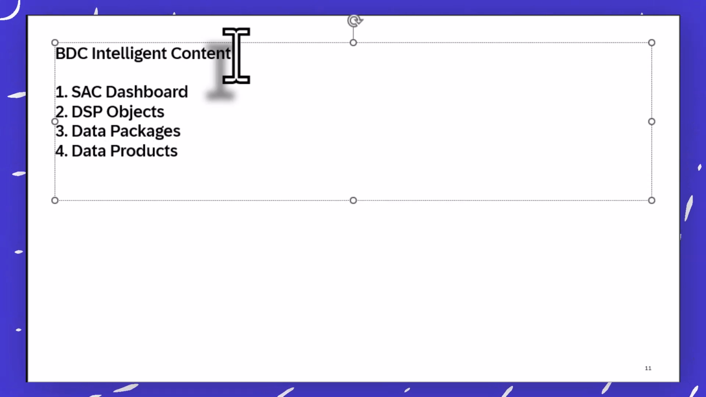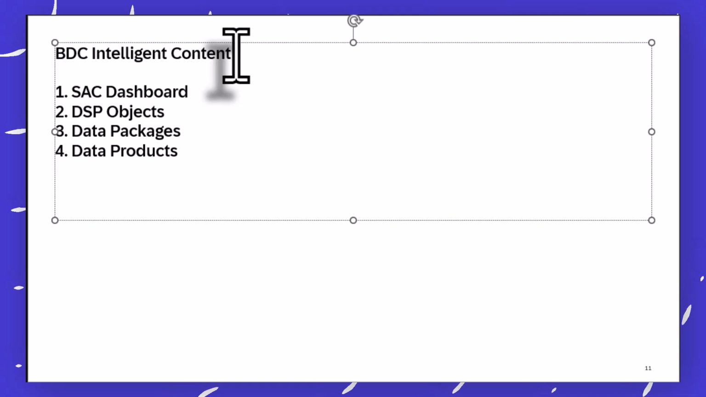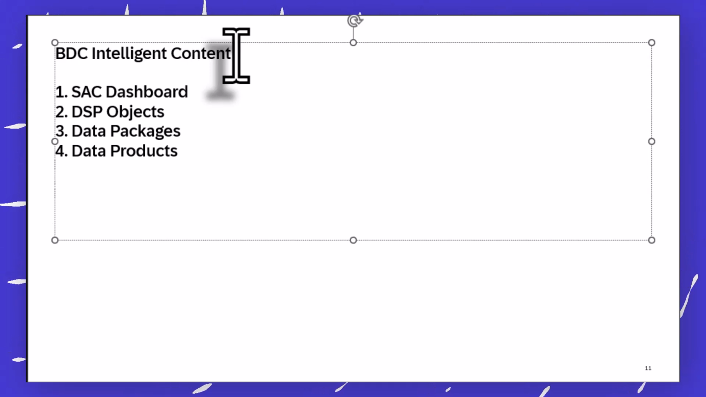As we all know, the building block for BDC is a data product. So how do they do it? For a specific domain, they create a data product first, and then a set of data products they bundle together to create a data package. The set of data packages are part of your intelligent application.